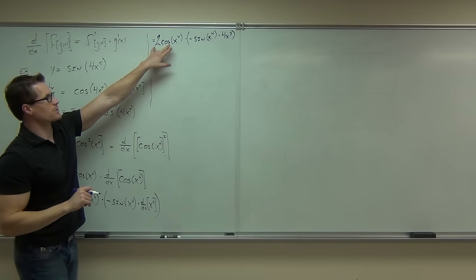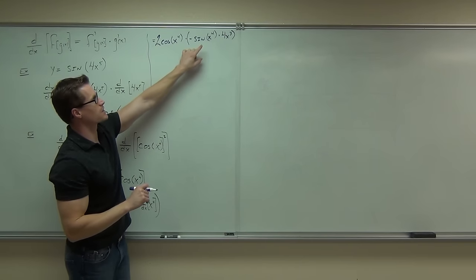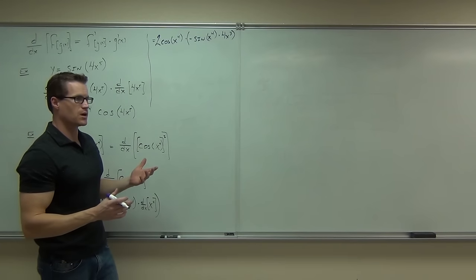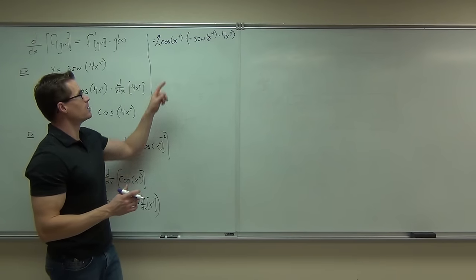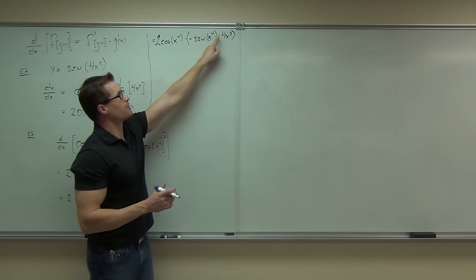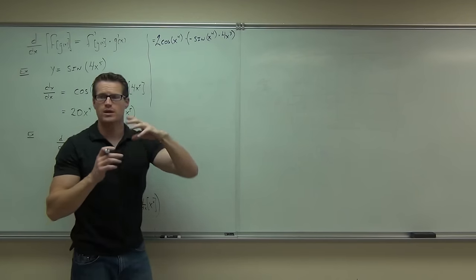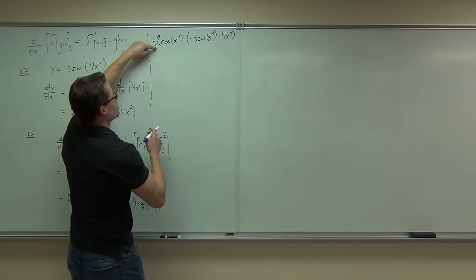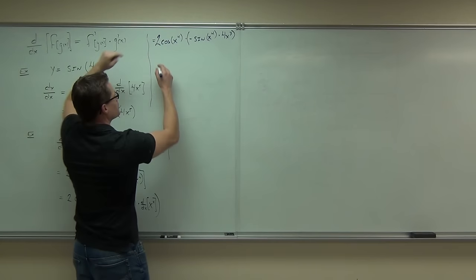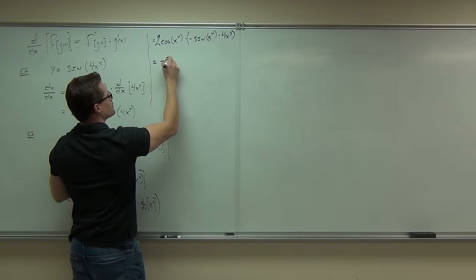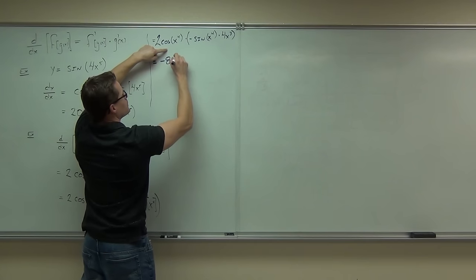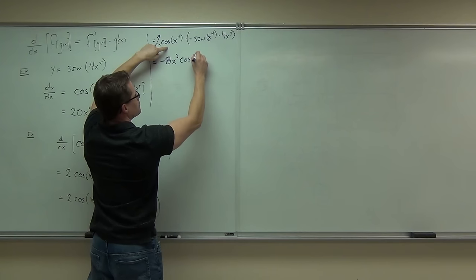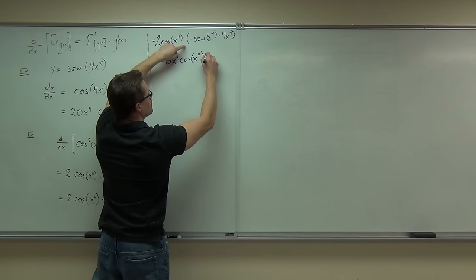Negative, or sorry, 2 cosine x to the 4th times negative sine x to the 4th times 4x cubed. Just make it maybe a little prettier up here. A little prettier would mean you have a negative, you've got a 4x cubed, and you have a 2. They're all being multiplied together. You see the multiplication? Take that stuff together. So this will be negative 8 x to the 3rd. Then the cosine, and then the sine.